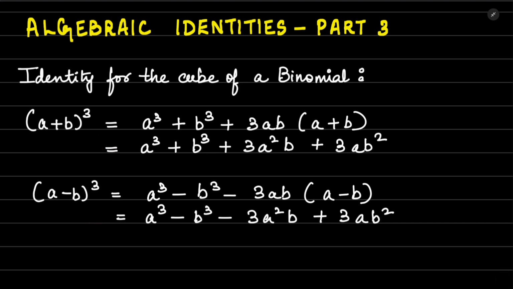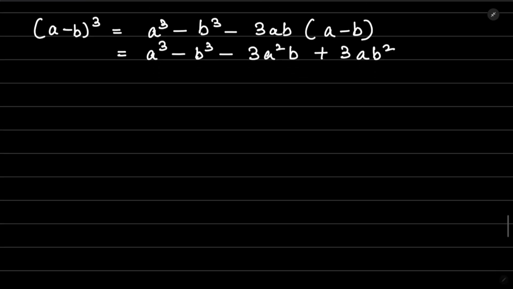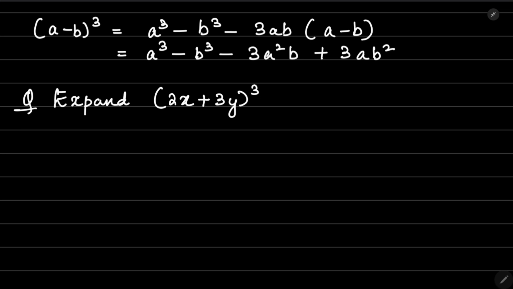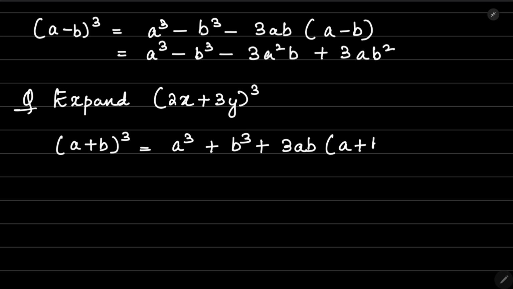The very first question is to expand the following: 2x plus 3y the whole cube. Again, you will have to use a plus b the whole cube, which is nothing but a cube plus b cube plus 3ab into a plus b. So let us do this.